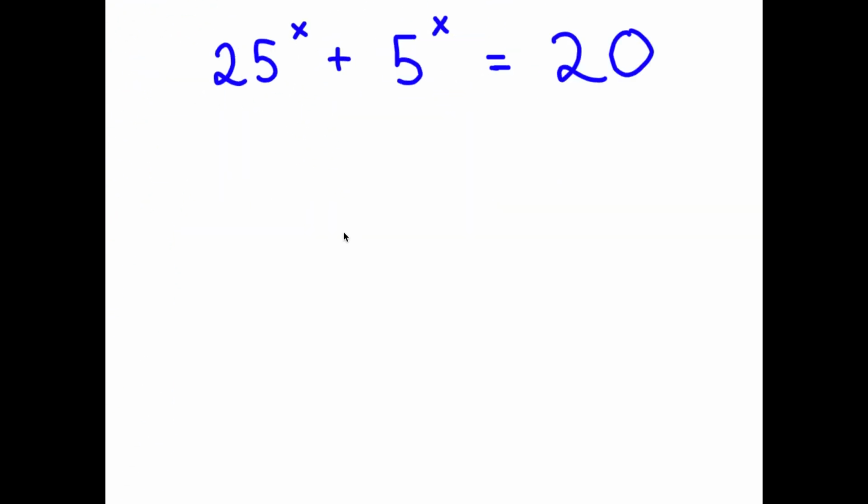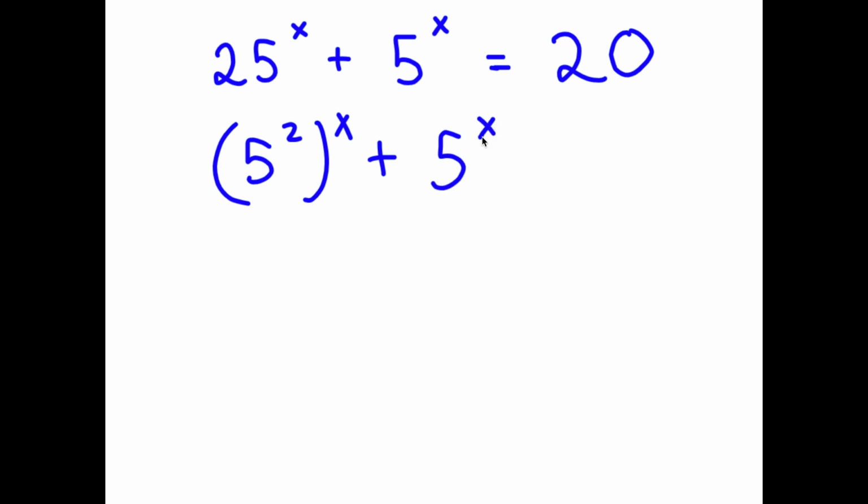Alright, so in this problem, I have 25 to the power of x plus 5 to the power of x is equal to 20. To solve this, I'm going to first rewrite 25 as 5 squared. So now I have 5 squared to the power of x plus 5 to the power of x is equal to 20.